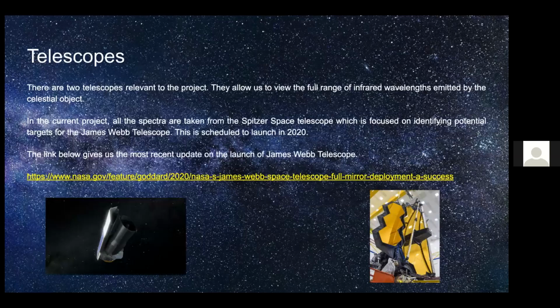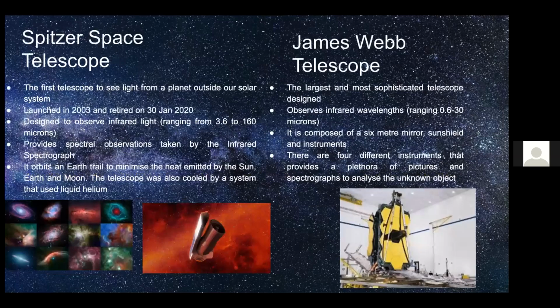2 telescopes were relevant to this project: the Spitzer telescope, which the data was taken from, and the James Webb telescope, which we identified potential targets for. The Spitzer Space Telescope was the first to see light from outside the solar system and was active for 17 years until very recently, January. It orbits the Earth, so the light from the stars is not obscured by an atmosphere and provides spectra mainly in the infrared region of the electromagnetic spectrum.